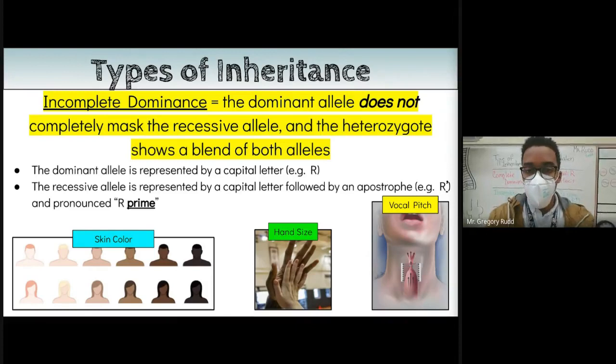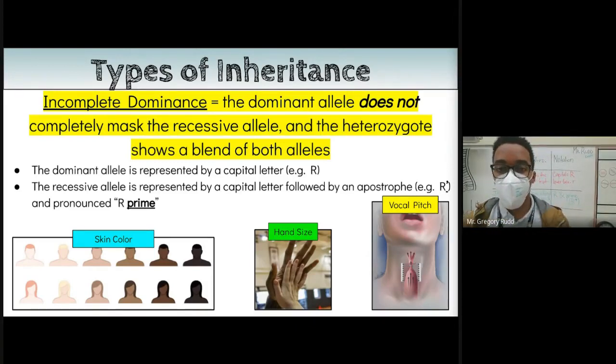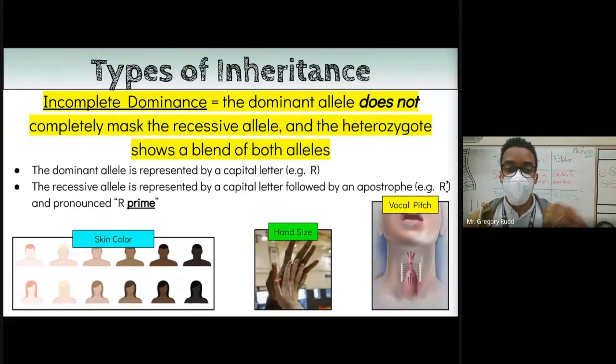But the other thing to note here is that the notation is slightly different. So in complete dominance, we use a capital letter and a lowercase letter. With incomplete dominance, we use capital letters the entire time, but in order to notate the recessive allele, we use an apostrophe. And we call that apostrophe prime. So R apostrophe would be called R prime. And that represents the recessive allele.